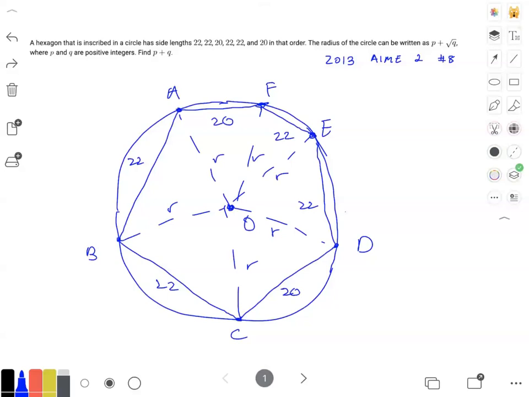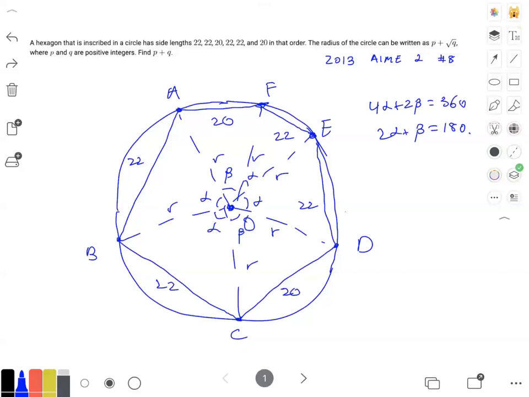If we look at AOB, it's R, R, 22. Let's call that angle alpha. Any side that has a 22 will be a congruent triangle, hence have the same angle. So this will be alpha, this will be alpha, and this will be alpha. So we have four alphas, and anything with the 20 will be the same angle. If we call this one beta, then this one is also beta. So we have a relationship: if we sum all the angles, it's just a circle, so we get 360. So 4 alpha plus 2 beta is 360, so 2 alpha plus beta is equal to 180.